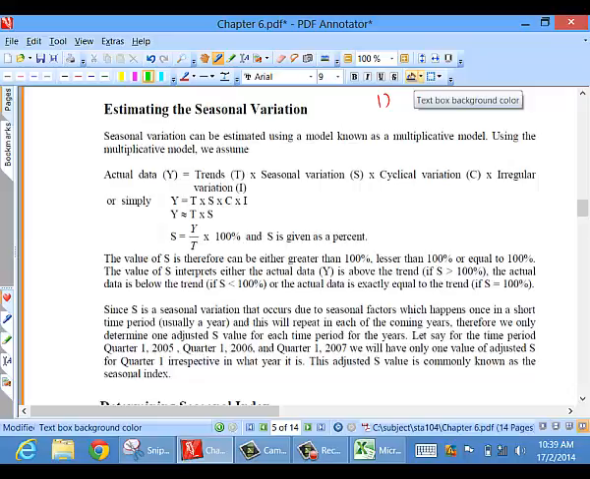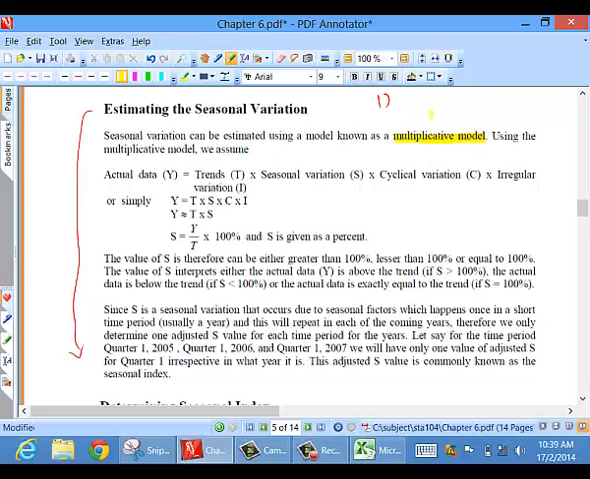So now we are moving to the second process. The first process is to estimate the trend using the least square method or moving average. Now to forecast, we need to follow this process, estimating seasonal variation. Seasonal variation can be estimated using the model known as the multiplicative model. Previously we used the additive model. Using the multiplicative model, we assume that Y equals the multiplication of the 4 components of time series.